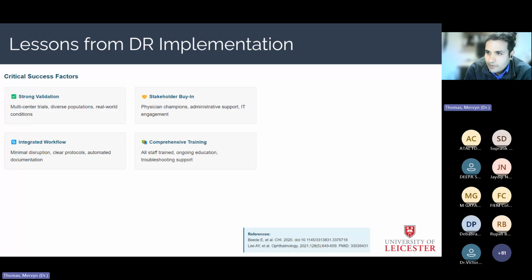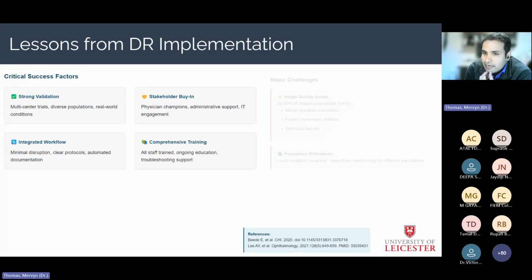Now, what are some of the lessons that we learned from diabetic retinopathy implementation? Critical success factors included strong validation in multi-center trials with diverse populations and real-world conditions. Stakeholder buy-in from physician champions, administrative support, and IT engagement was particularly important. Integrated workflows with minimal disruption and clear protocols are also essential, with automated documentation. And finally, comprehensive training. All staff had to be trained, with ongoing education and troubleshooting support.